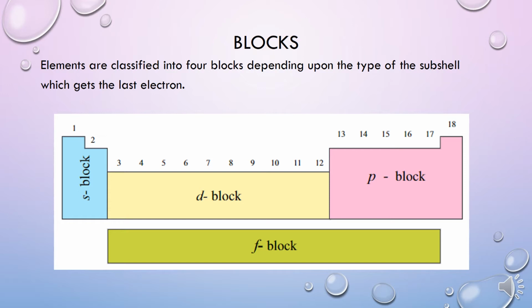You can see in the diagram 4 blocks: S, P, D and F. For example, elements of group 1 and group 2 have valence electrons in the S subshell. Therefore, they are called S block elements. Elements of group 13 to 18 have their valence electrons in the P subshell. Therefore, they are referred to as P block elements. The D block lies between the S and P block, while the F block lies separately at the bottom.